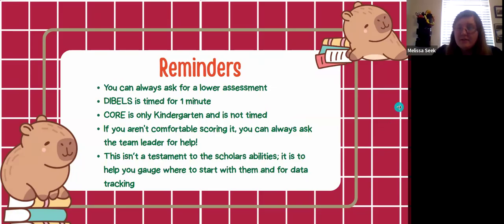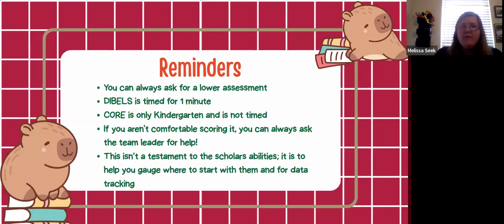All right, reminders. You can always ask for a lower assessment. So if your scholars seem to have really struggled, say they're a fourth grader, and you discontinued the fourth grade assessment, they were really struggling. Your team leaders have extra copies of all the grades. So if you're like, hey, can I try them on a third grader assessment just to see? That is perfectly okay. Ask away.